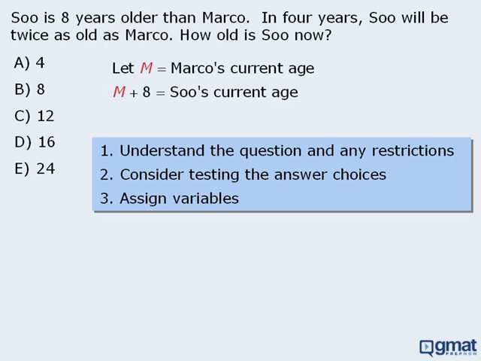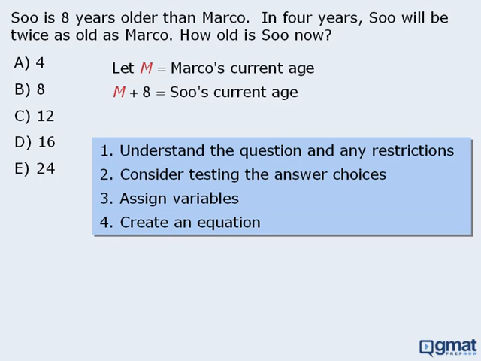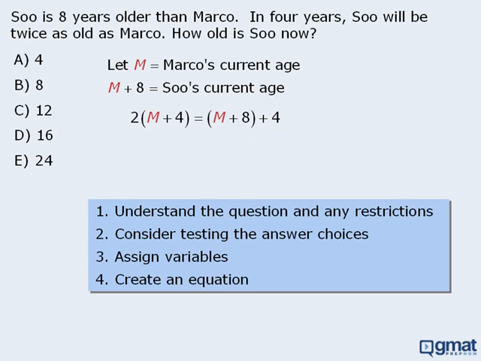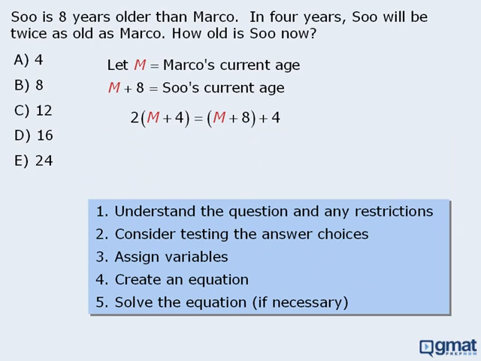Okay, once we have assigned variables, our goal is to write an equation. For this particular question, one possible equation is as follows, and in a future lesson we will examine how we derive this. Once we have written an equation, our next step is to solve the equation if necessary. I say if necessary because if the question is a data sufficiency question, we may not have to solve the equation.